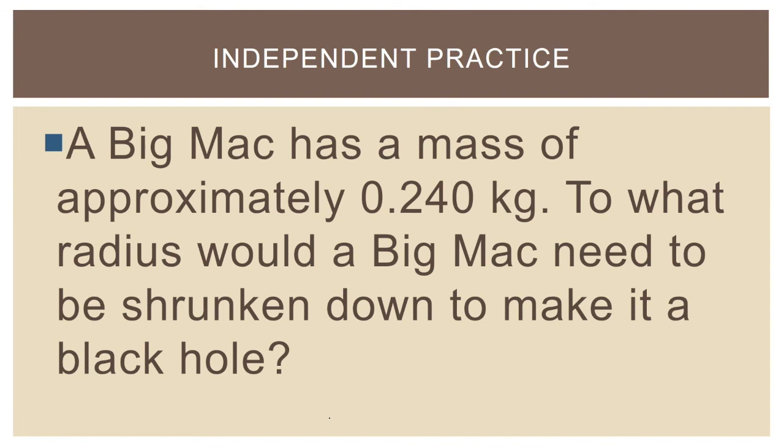I'd like you to do this one on your own. It says here a Big Mac has a mass of approximately 240 grams, which is 0.240 kilograms. It says, to what radius would a Big Mac need to be shrunken down to make it a black hole? This radius, just so you know, the radius an object would need to be in order to be a black hole, is called the Schwarzschild radius. You can look it up if you want to, because there's a good Wikipedia page with a nice chart that shows you the Schwarzschild radius for various objects like the Earth, the Sun, the Moon, whatever. Here, we're going to go ahead and calculate that for a Big Mac.